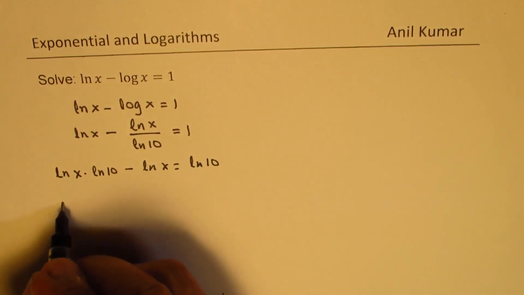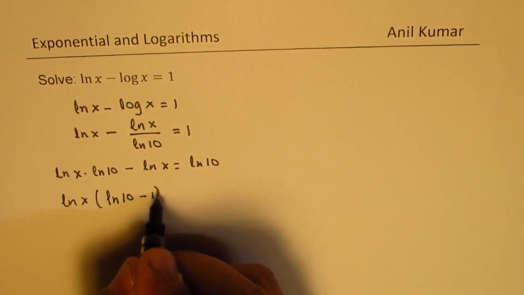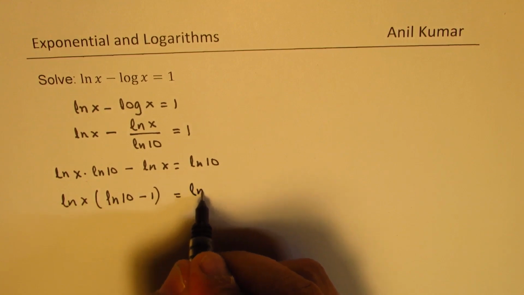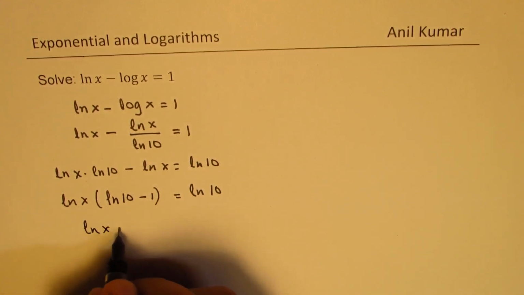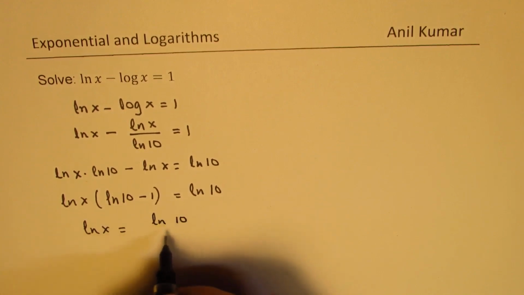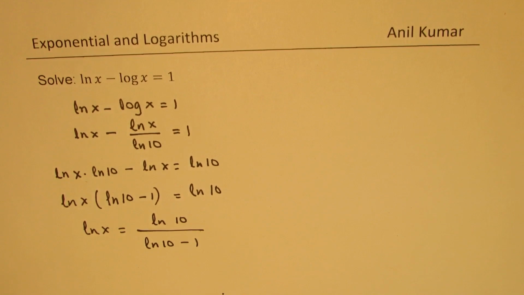We can take ln x common. So we get ln x times (ln 10 minus 1). This is a constant, right? ln 10 is a constant. So from here, we can write that ln x is equal to ln 10 divided by (ln 10 minus 1). So that is how you could isolate it.